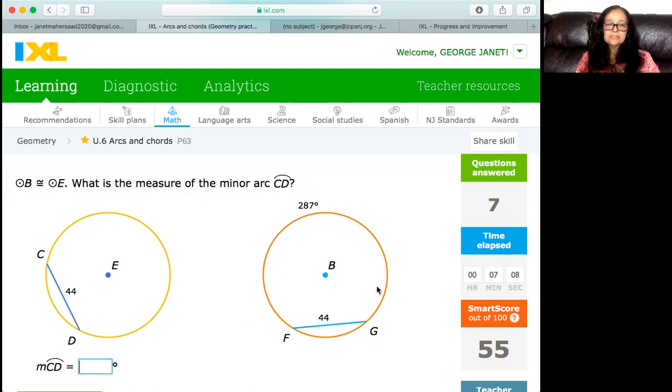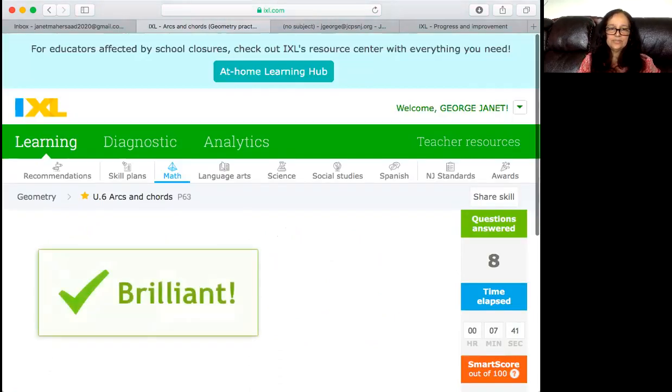This major arc is 287, and the whole circle is 360. So how do you find it? All what you need to do is to subtract. So 360 minus 287, and you should get 73. So the minor arc, the direction, what is the minor arc? The minor arc has to be 73 degrees, all right?